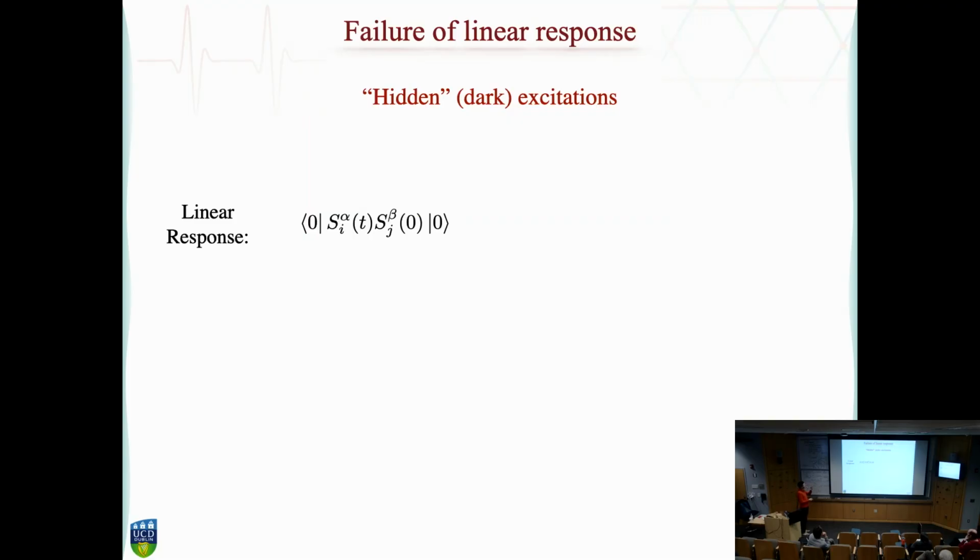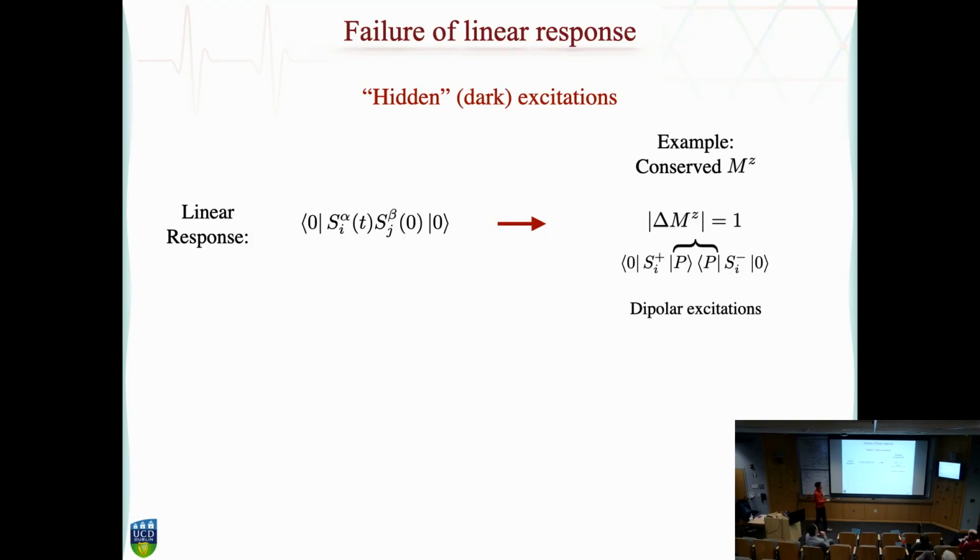So this is the case of hidden or dark excitations. In linear response, you look at correlations like this. So then you look at matrix elements like this. Let's say you have a conserved magnetization in your magnet, so conserved M^z, say, and your ground state doesn't break this. So your ground state has a particular conserved magnetization. S minus will change that magnetization by 1. So here the excitations that you access are these dipolar excitations. Your magnet has this huge energy spectrum, but in linear response you'll only see a subset of those excitations, those that obey this kind of dipolar selection rule.